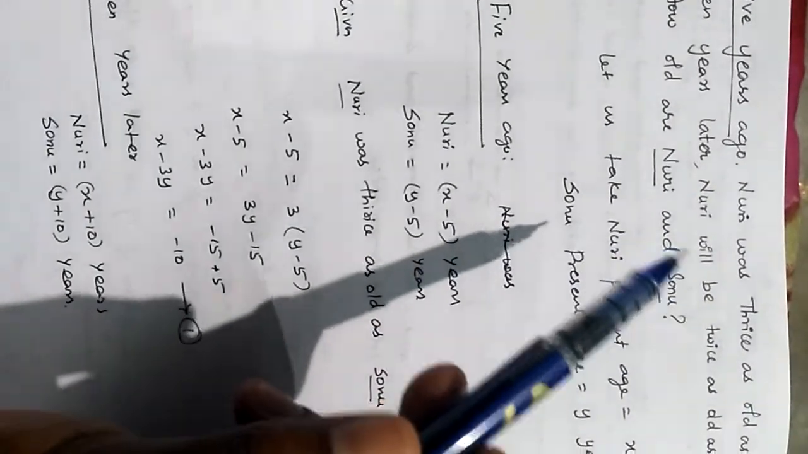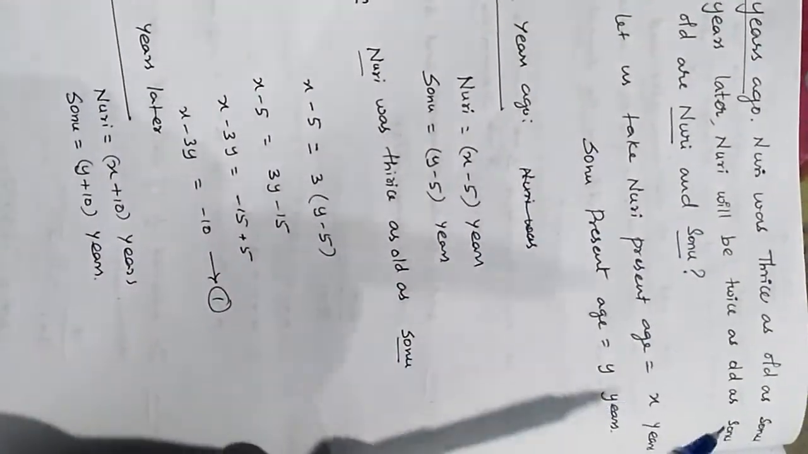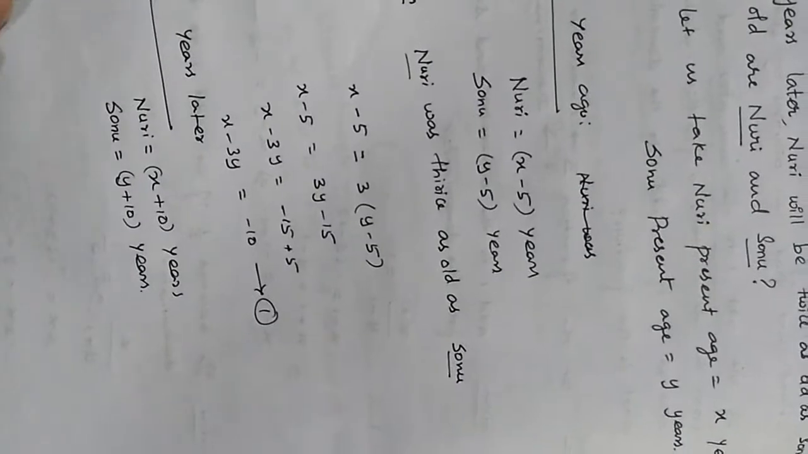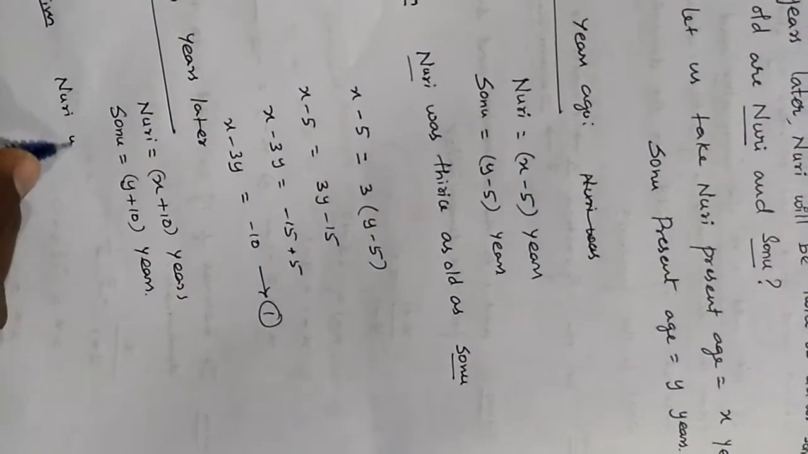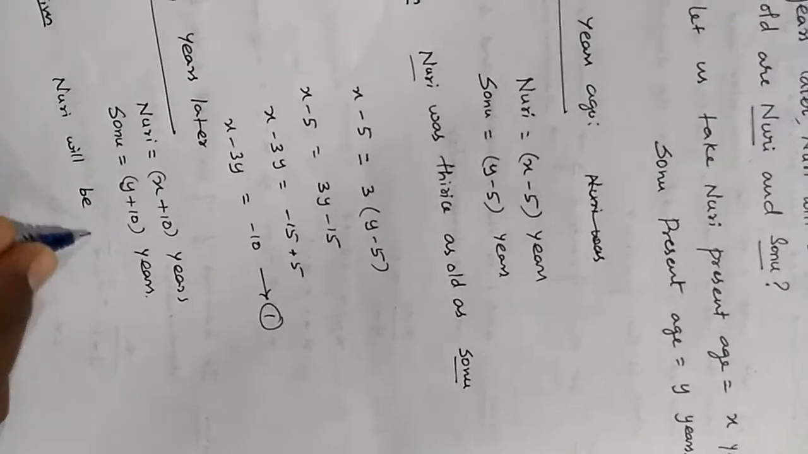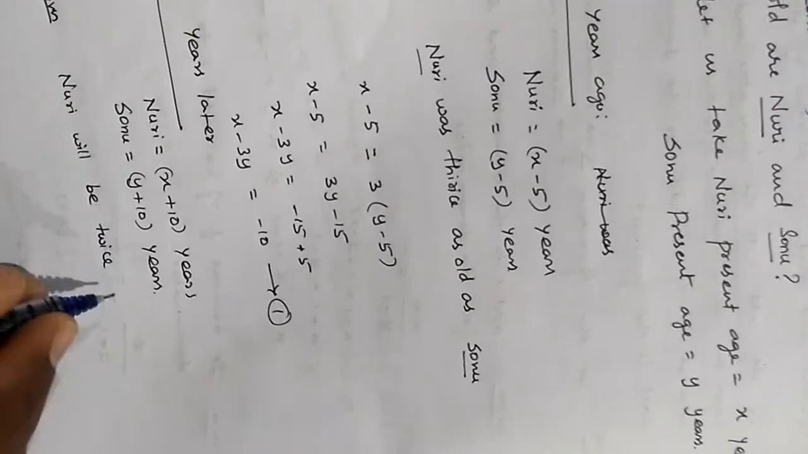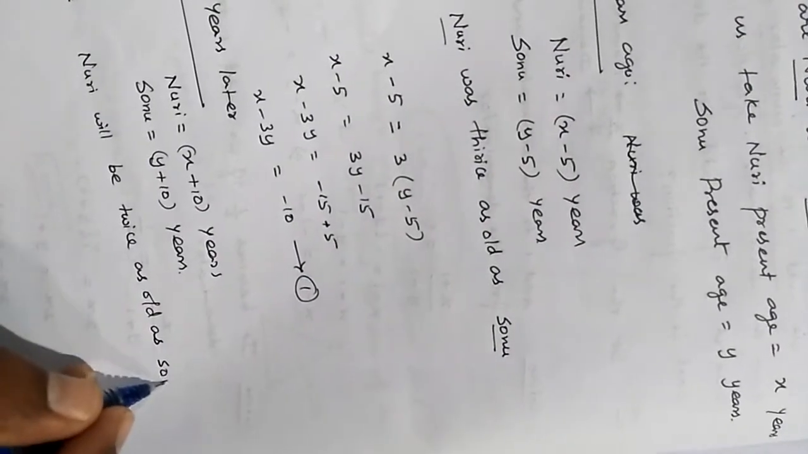So 10 years later, Nuri will be twice as old as Sonu. It's given: Nuri will be twice, 2 times as old as Sonu.